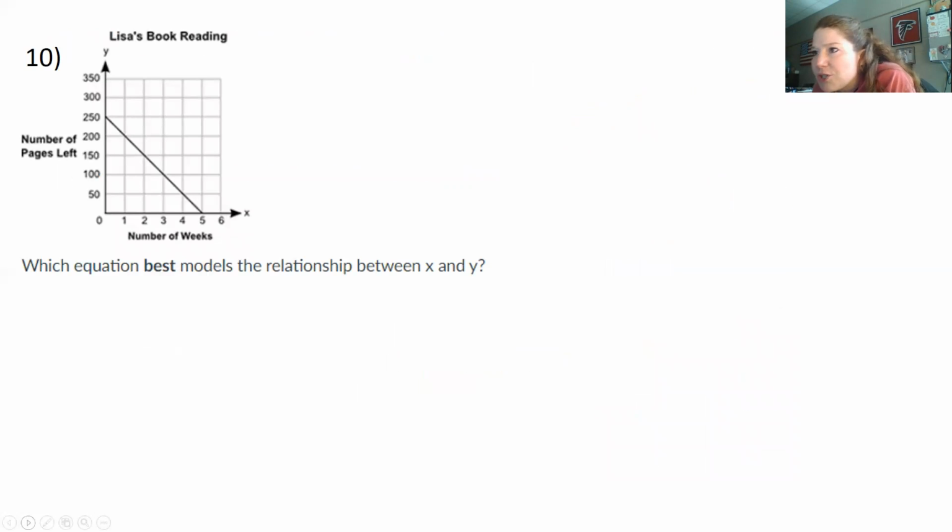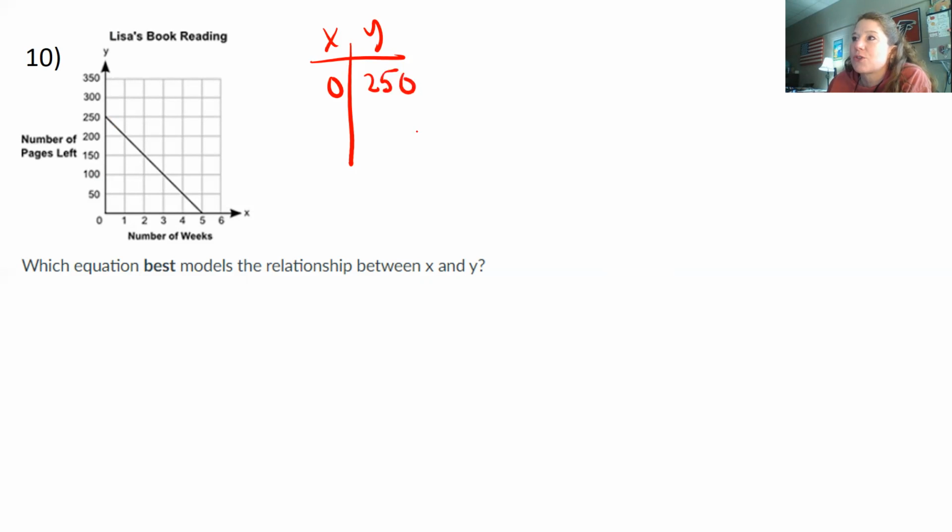All right, which equation best models the relationship between x and y? So before we look at our multiple choices, let's look at our graph. So first thing I want to do is figure out what is the y-intercept. What is y when x is 0? When x is 0, y is 250. So that's our y-intercept, positive 250.